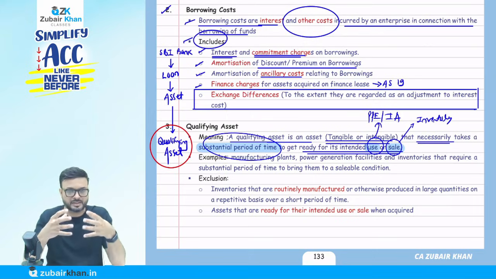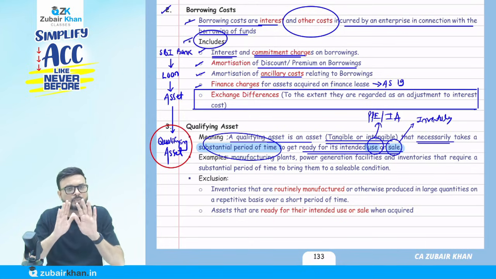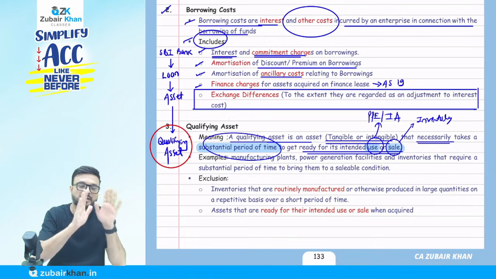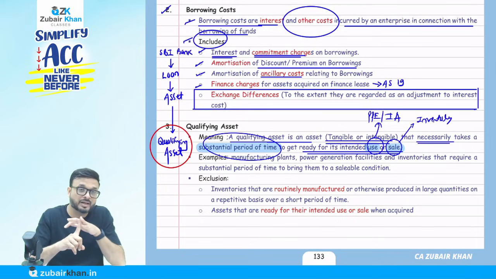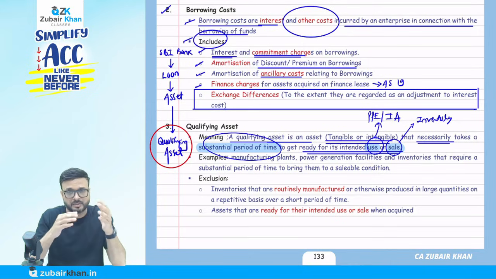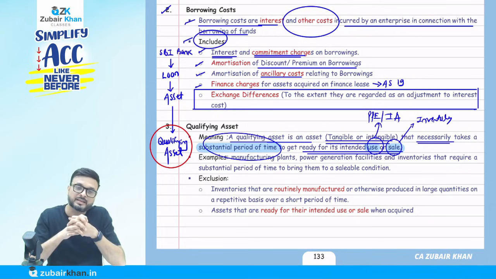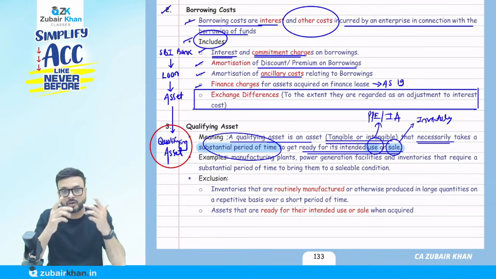Interest, in both cases, whether we are talking about PP or inventory, generally we take it to the P&L account. But if we are incurring that interest for the purpose of a qualifying asset, what is a qualifying asset? One that takes a substantial period of time, whether it is PP or inventory. If they take a substantial period of time, then we can add the interest to the cost of inventory or PP.